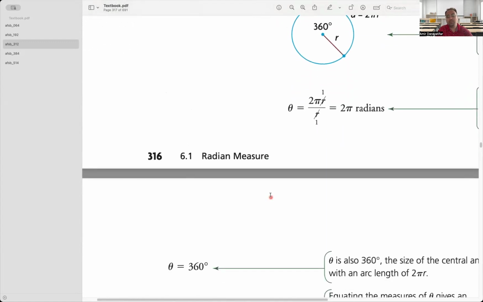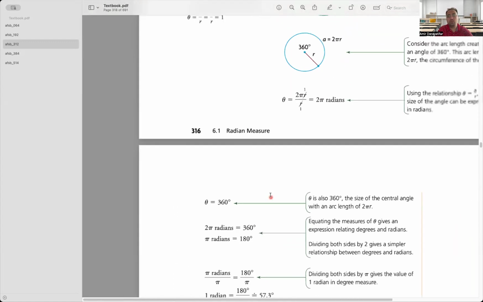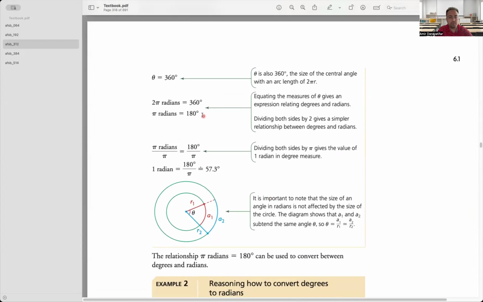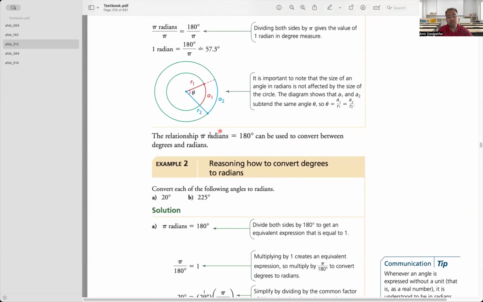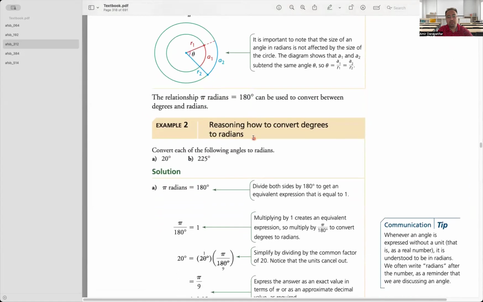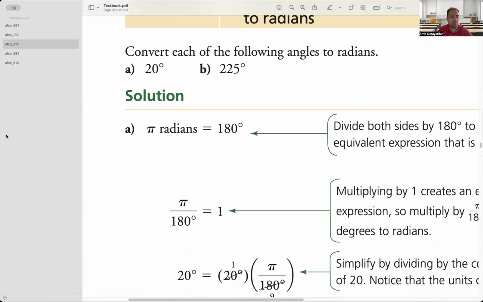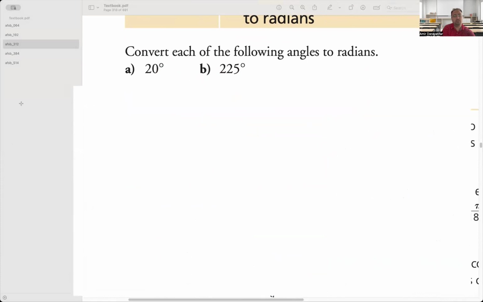So the relation between degrees and radians would be 1 pi radian equals 180 degrees. Okay, 1 pi radian would be 180 degrees. So now if I want to convert degrees into radians, like we did before, we're going to multiply degrees by pi over 180. So for example, let's do this one together.